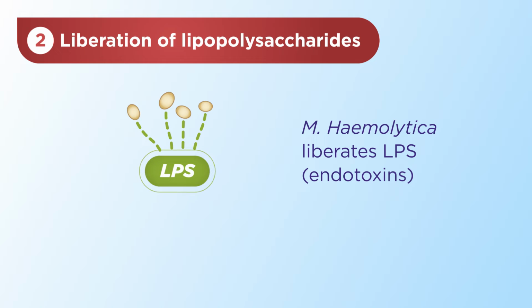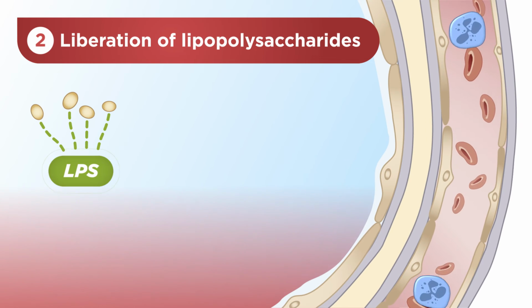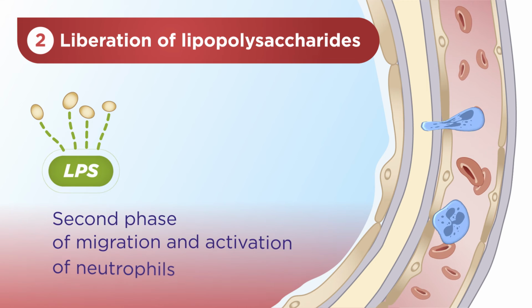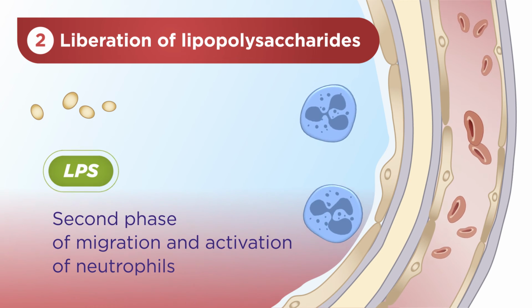LPS are large molecules consisting of lipid and polysaccharide that are major components of the outer membrane of gram-negative bacteria. Their liberation is associated with the activation of the arachidonic acid cascade, which plays a key role in inflammation. The presence of LPS in the alveolar space also triggers a second wave of recruitment of neutrophils from the capillaries.